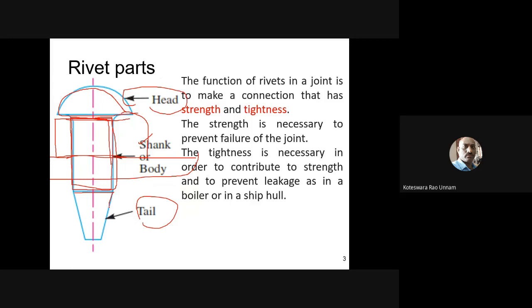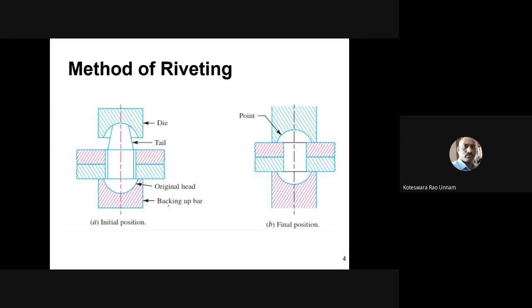This tail is again converted into a hemispherical surface, either through a cold working or hot working process. Of course, we are not going to deal with those cold working and hot working processes. But here this portion is something like a frustum of a cone, and it is converted into this hemispherical shape through either cold working or hot working. Okay, that's what I showed here.